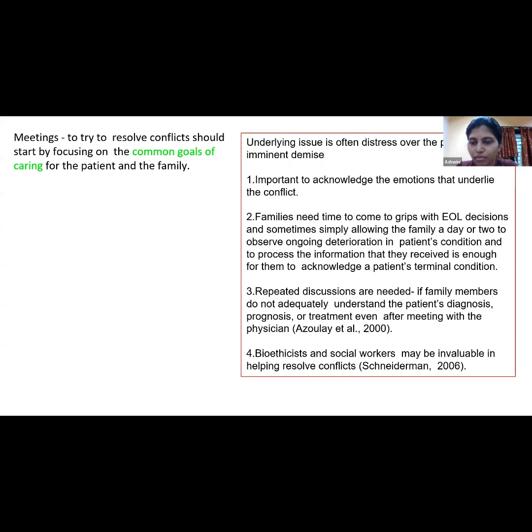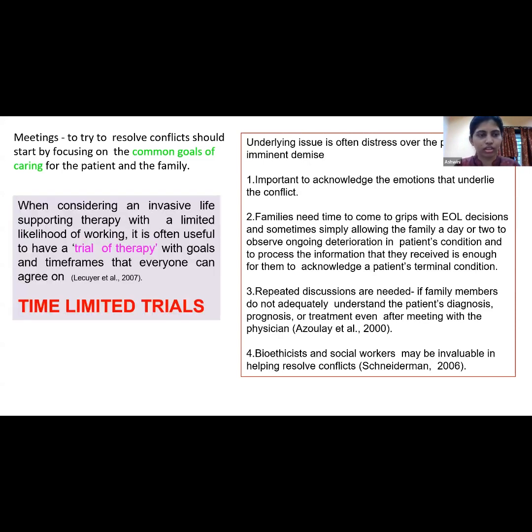Repeated discussions are sometimes needed if family members do not adequately understand the patient's diagnosis, prognosis, or treatment, even after meeting with the physicians. Bioethicists and social workers may be valuable in helping resolve conflicts.